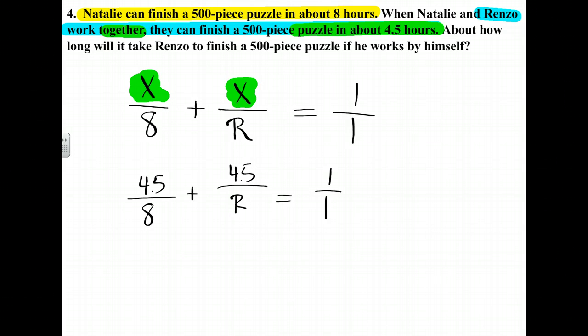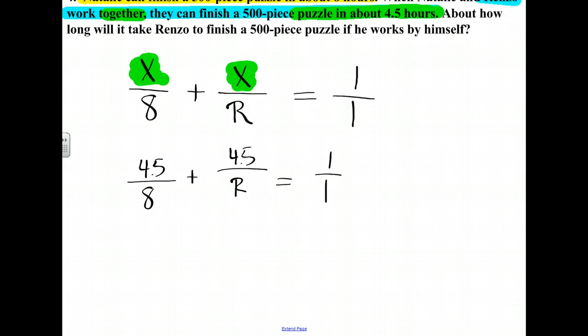So there you have a rational equation, and to solve that, you get a common denominator, 8R. If every denominator is 8R, then we can just ignore them. So I'll multiply this one by R/R, this one by 8/8, and this one by the whole thing, 8R/8R.